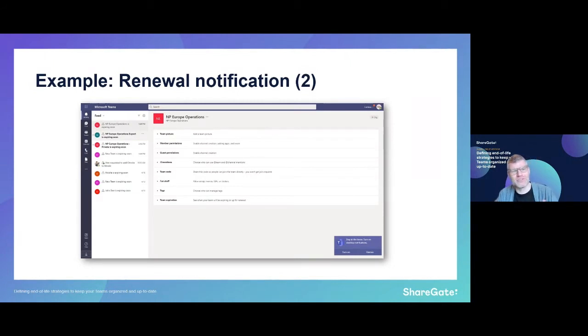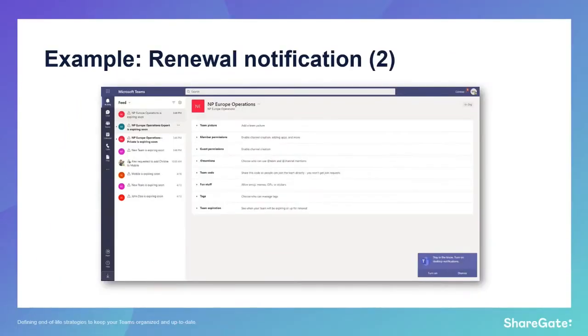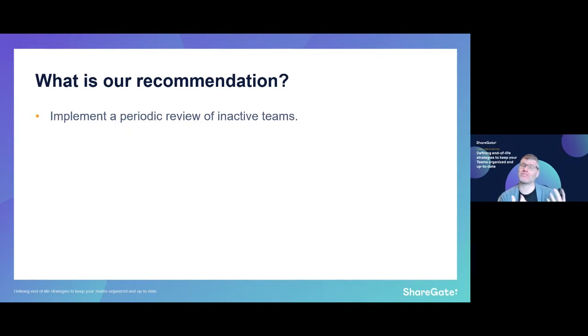And again, another example. I talked about the activity feed, and that is where you also see this renewal notification as well. You can see on the left side, it will say, hey, this Europe operation team is expiring soon. So what is our recommendation? Definitely implement a periodic review of your inactive teams, and we also discussed why that's important.